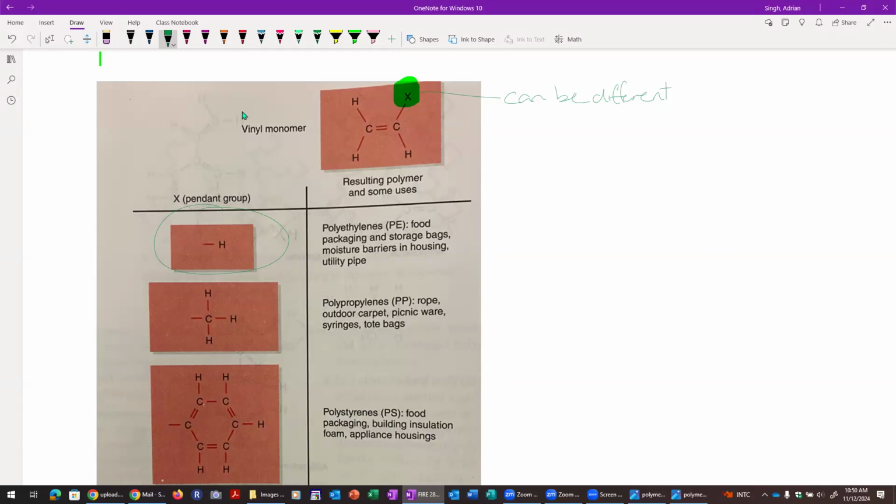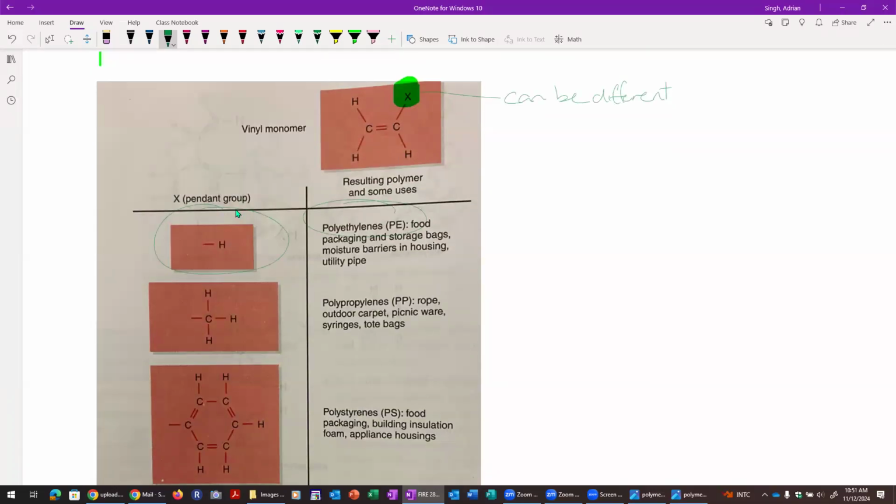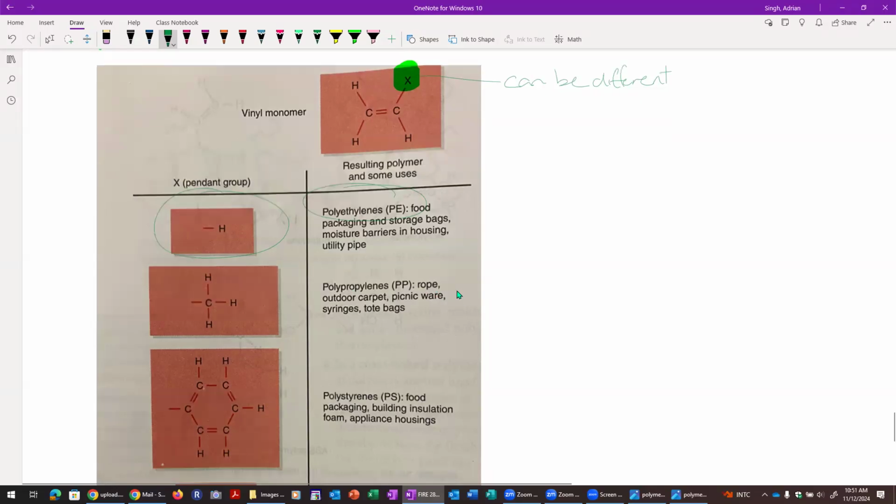And we end up with a polymer called polyethylene, PE, and that's used in making packaging, storage bags, all sorts of different applications. If that X group up here, which we refer to as a pendant group, is a methyl or a CH3, so C and 3 H's up here, then that's a propylene monomer. So we call that a polypropylene polymer. That's used in things like rope, carpet, tote bags, stuff like that.